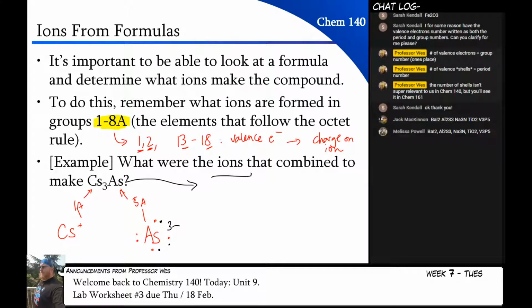So if I ask you what are the ions that combine to make this ionic compound, you would say cesium plus and arsenic 3 minus. And if you wanted to, you could write all 3 cesiums out. That's fine. But if I just asked you what ions were present, you would get away with just writing cesium plus and arsenic 3 minus.